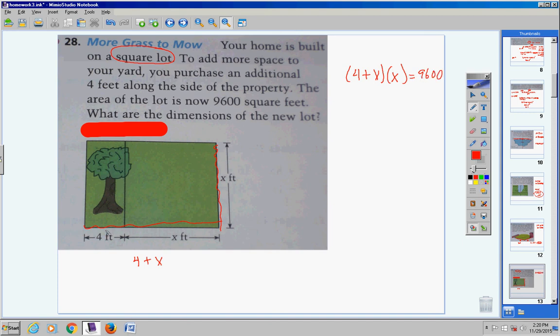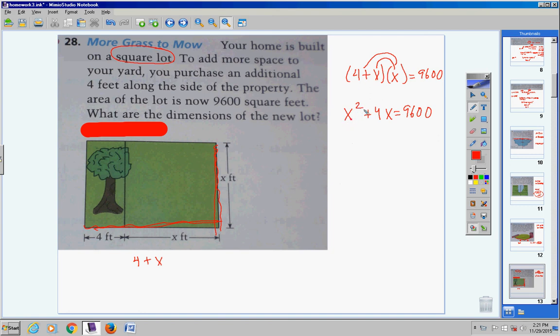Anytime you have a rectangle and you take the length times the width, you'll get the entire area. And so that's what I'm doing. This is my length right here. This is my width. Length times width equals my area, 9600. So here we go. 4 plus x times x. Take your x and multiply it through. X times x is x squared. X times 4 is 4x, equals 9600. So I have a quadratic equation. I know that because I have a power of 2 for my variable, and there's no higher exponent.